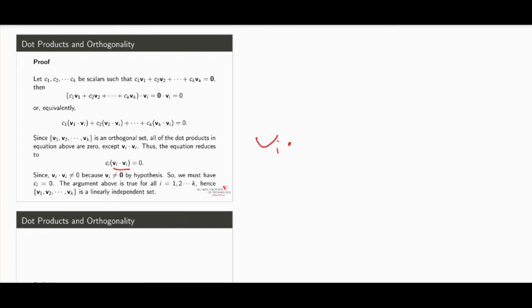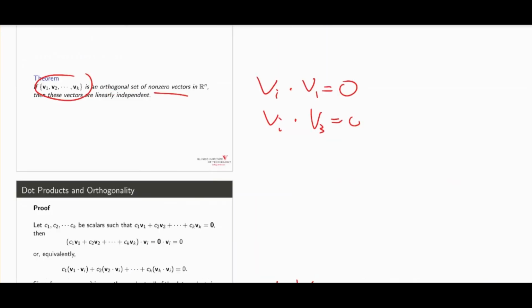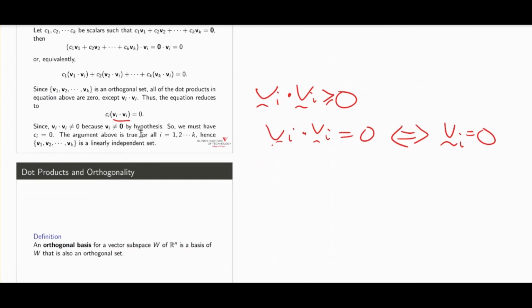Remember in the very beginning, Vi dot Vi is always non-negative, and Vi dot Vi can only be 0 if and only if your Vi is 0. But take a look: these are non-zero vectors, so your Vi is a non-zero vector, which means this dot product is a non-zero number. So you have Ci multiplied by a non-zero number, you get 0. Your Ci must be 0.